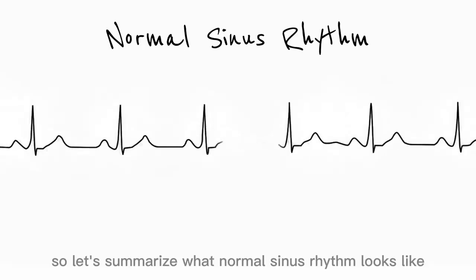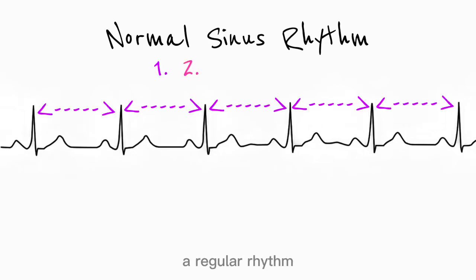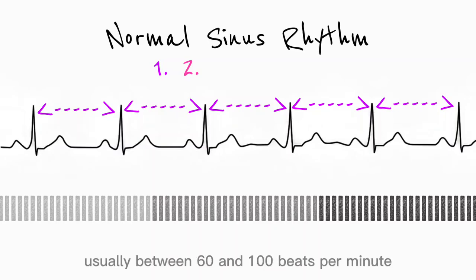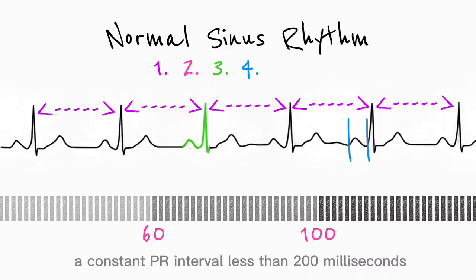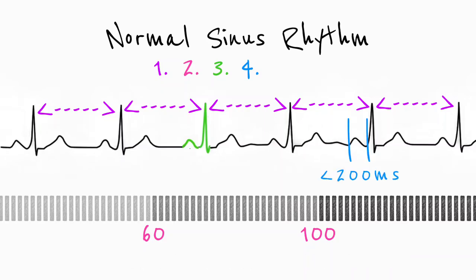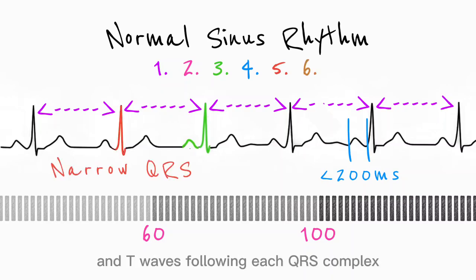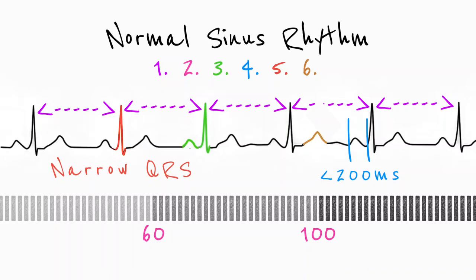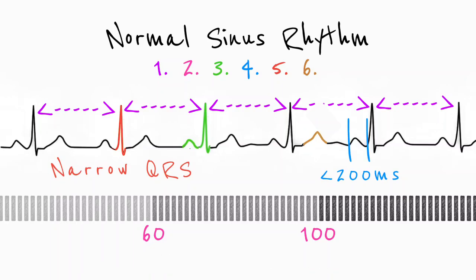So let's summarize what normal sinus rhythm looks like on an ECG. 1. A regular rhythm. 2. A heart rate usually between 60 and 100 beats per minute. 3. P waves present before every QRS complex. 4. A constant PR interval, less than 200 milliseconds. 5. Narrow QRS complexes. 6. And T waves following each QRS complex representing ventricular repolarization. If all of these features are present, you are looking at a classic normal sinus rhythm.